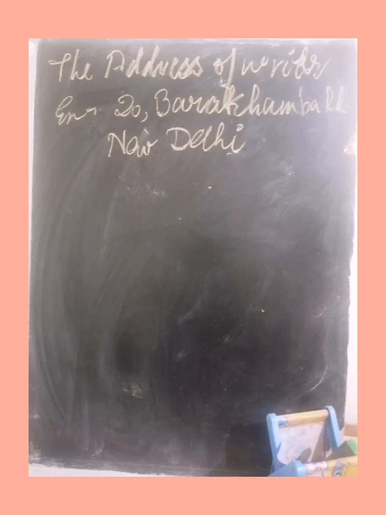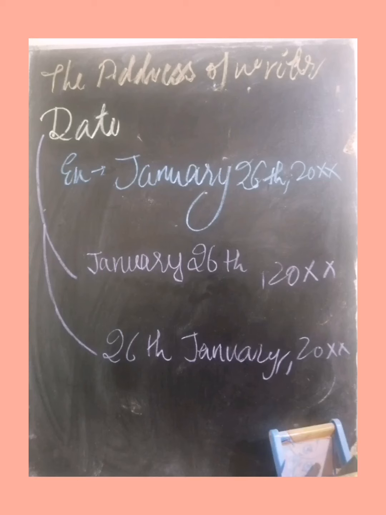Right, now here you can see an example: 20 comma Barakhamba Road, New Delhi. This is one of the examples, or you can write any address if it is not given in the question. Next you have to write the date after one line. So the date you will write in just one line, that is January 26th. You can write any date. Here is an example: January 26th 20XX, I have written XX so that no year is mentioned here. You can also write January 26th or 26th January, both are correct. No one will cut your marks. You can also specify the year if you want, or if you don't want, it is not mandatory.